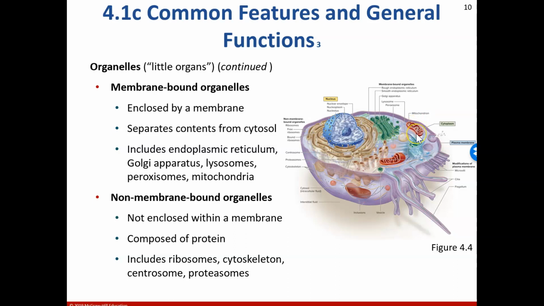Our non-membrane bound organelles are not enclosed with a membrane, and instead are composed of protein, and we have examples of ribosomes. So you see some free ribosomes just floating in the cytosol here. Our cytoskeleton, which isn't really pictured here, I don't believe. They show just a few filaments over here. We've got three main filaments that make up the cytoskeleton, and it really kind of gives a framework to the cell. So more on that a bit later. We're also going to include our centrosome, which is pictured over here, and proteasomes.